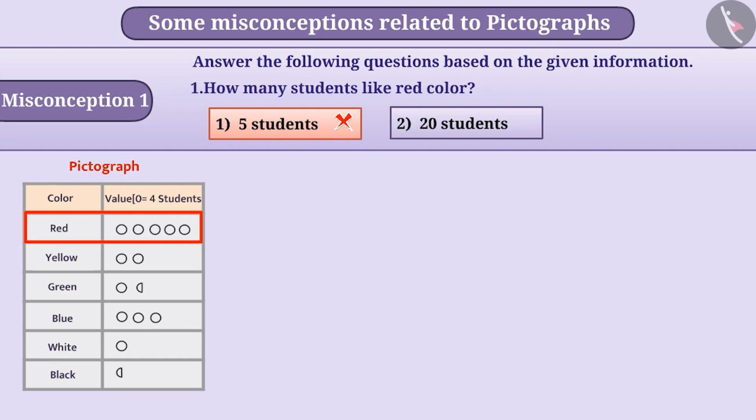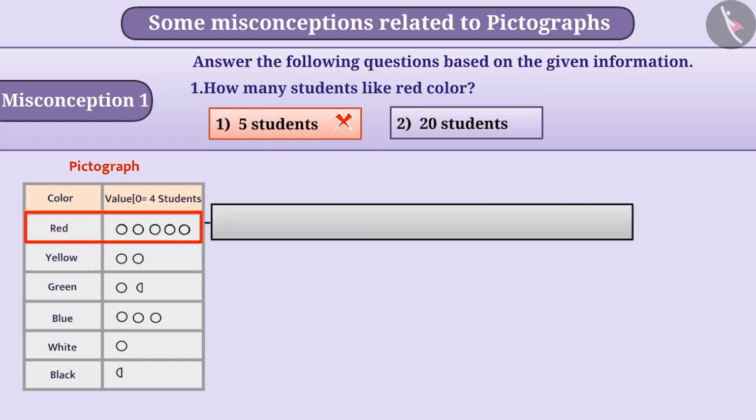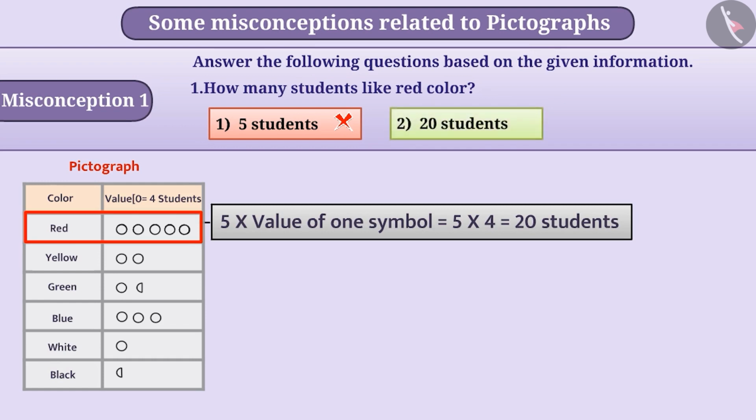In this pictograph, we are given the value of the symbol O is equal to 4 students. That is, whenever we see an O, we will consider it as 4 students. Like, in the row of red color, we see the symbol O 5 times. So the number of students will be 5 multiplied by the value of one symbol, which is 5 multiplied by 4 is equal to 20. Hence, red color is the favorite of 20 students. So, the correct answer is option 2.